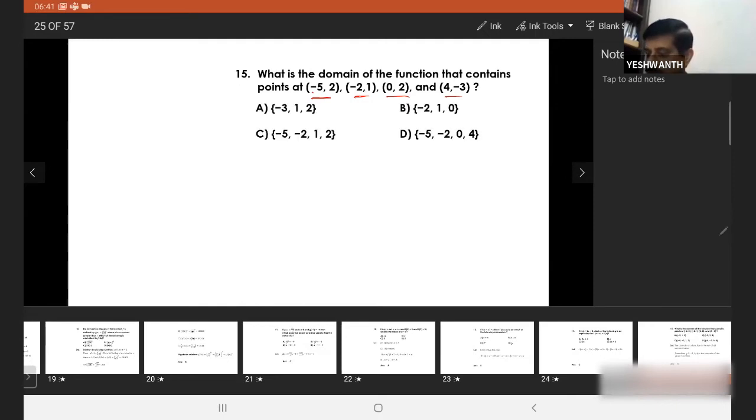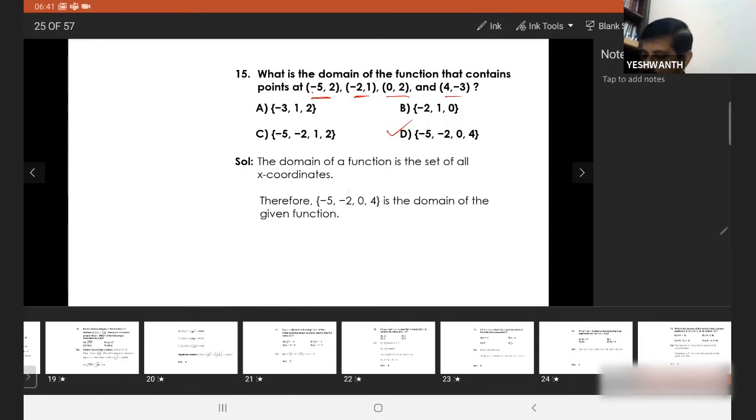So which of these options give you that? Minus 5, minus 2, 0, and 4. So option D is there. Domain is all first values. Okay. Minus 5, minus 2, 0, and 4. So they are the domain. Range is nothing but 2, 1, and minus 3.